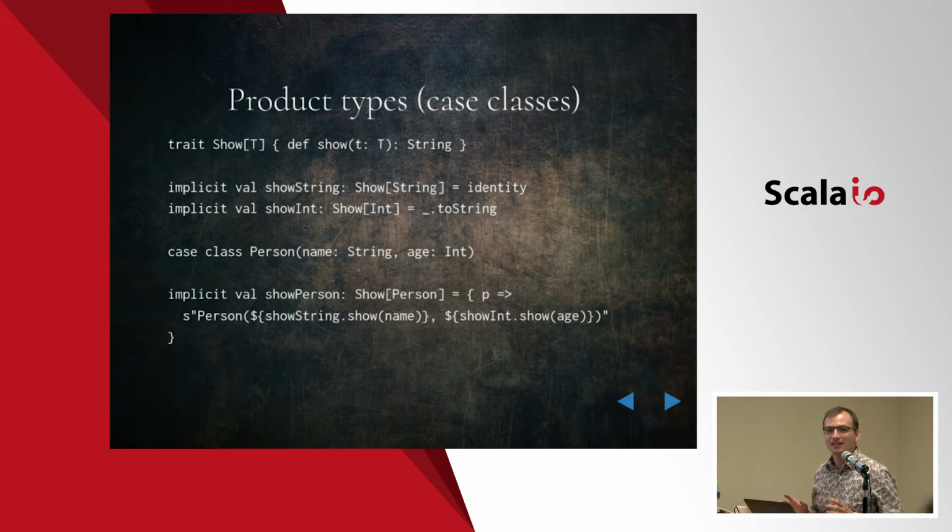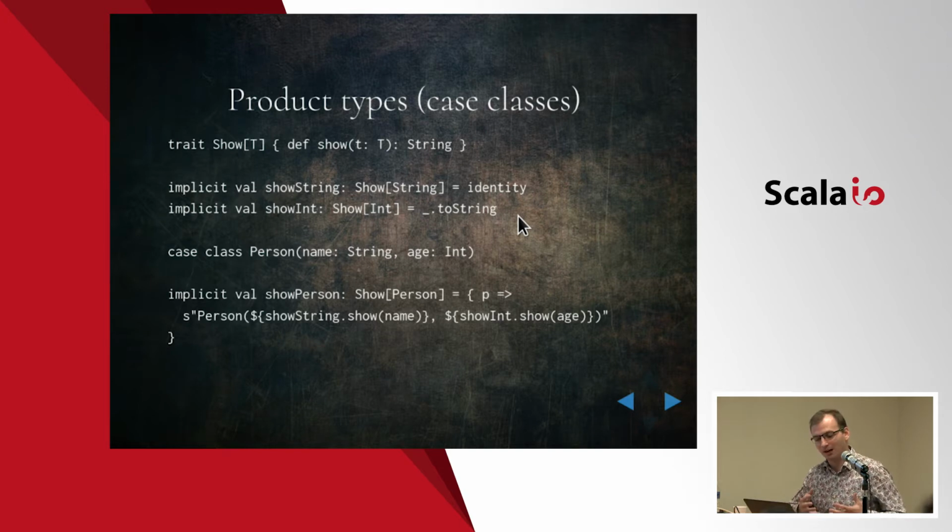We're going to generally derive a few different things, but in Scala, we have a version of product types which are called case classes. And I'm going to do some derivation in a non-automatic way. So we've got our show type class. We have a show type class, and I'm going to provide instances of show for String and Int.